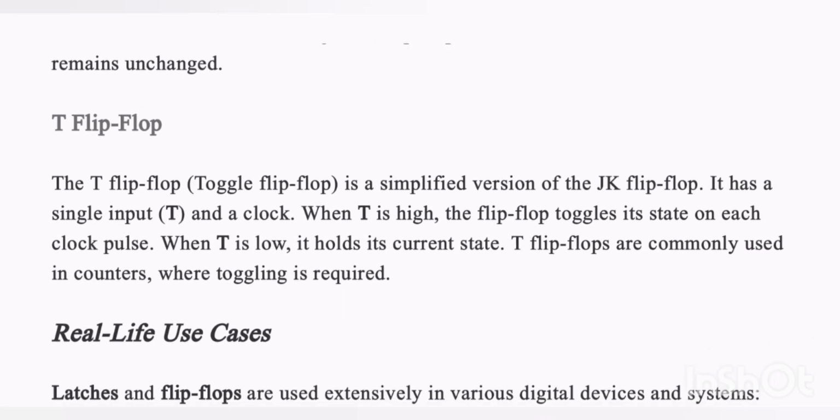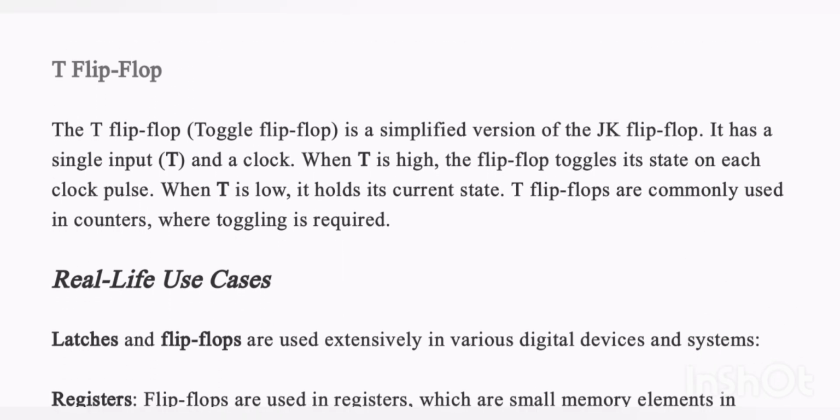T flip-flop, toggle flip-flop. The T flip-flop is a simplified version of the JK flip-flop. It has a single input and a clock. When T is high, the flip-flop toggles its state on each clock pulse. When T is low, it holds its current state. T flip-flops are commonly used in counters, where toggling is required.